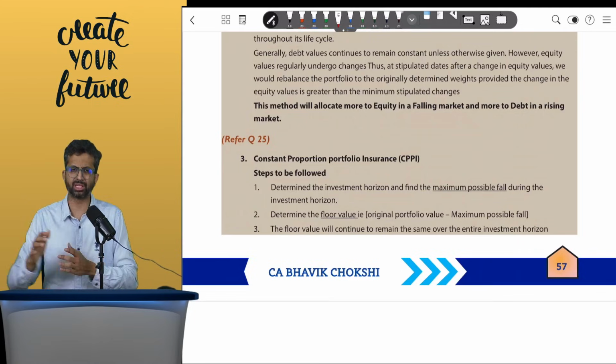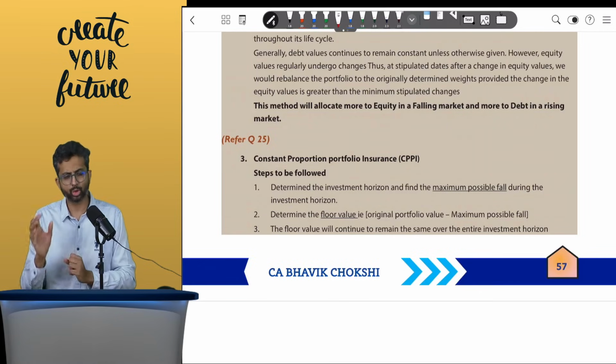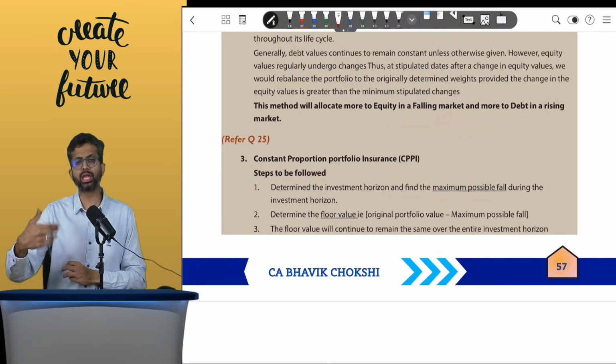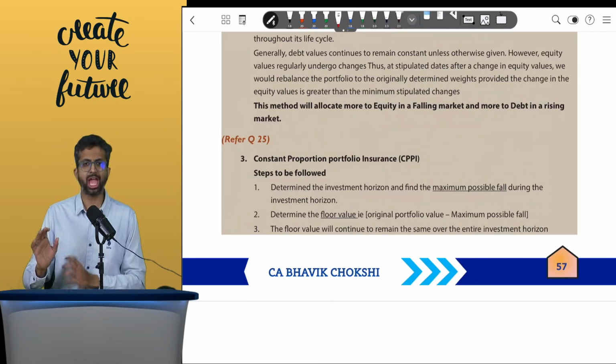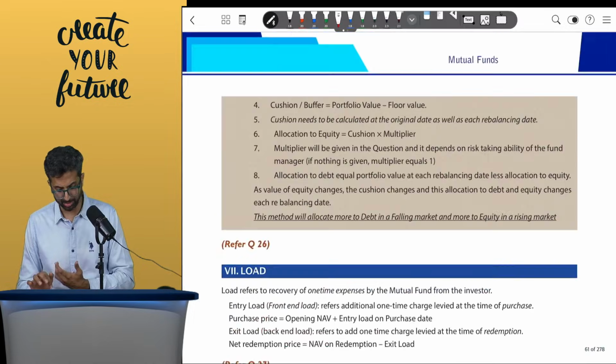Similarly, at each rebalancing date, you will again recalculate the cushion, again recalculate how much should be there in equity, and then keep on rebalancing under the CPPI.